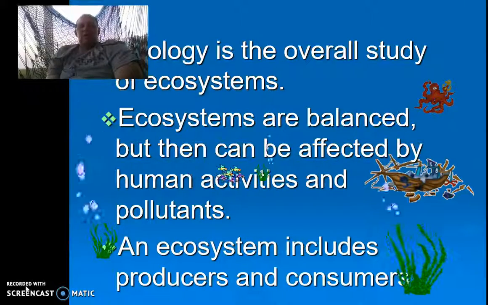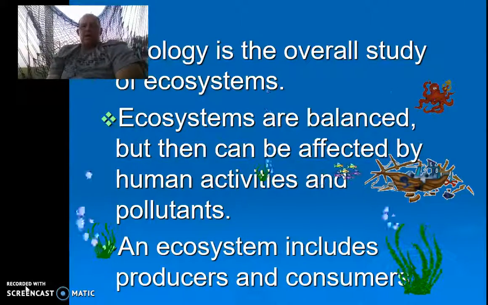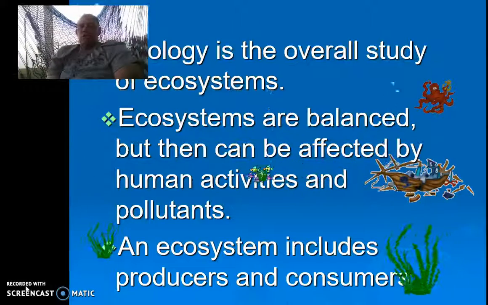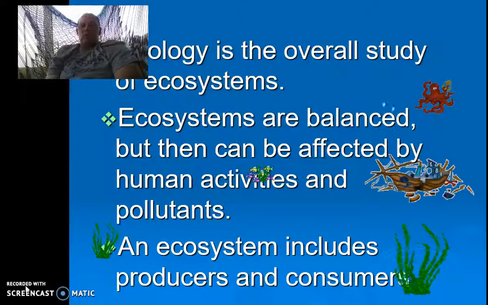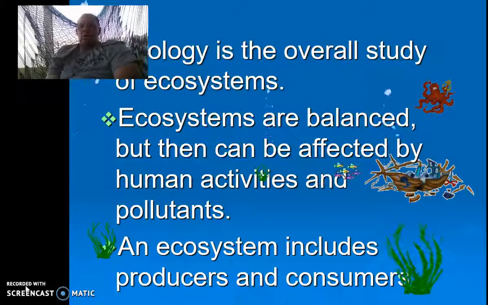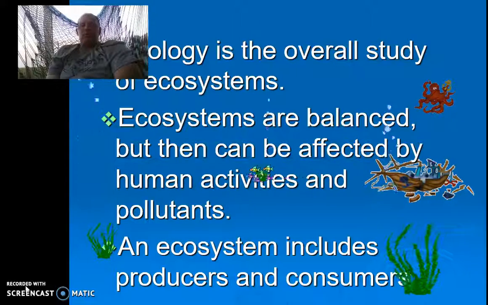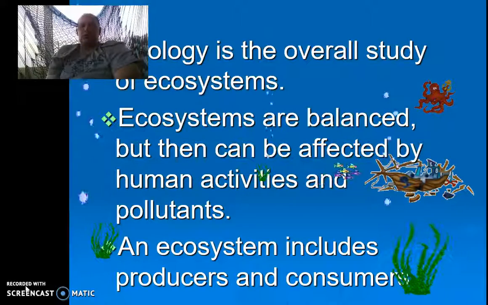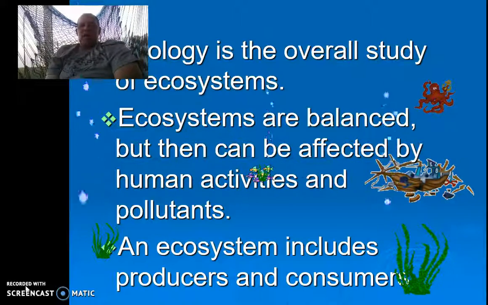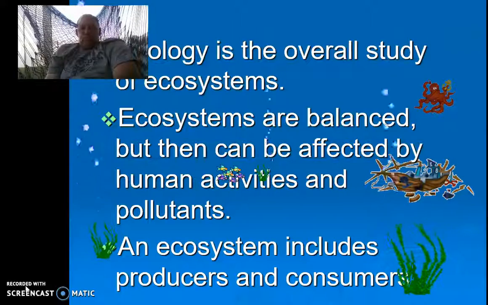Now, an ecosystem includes all producers and consumers. So what's a producer? A producer would be anything that can create its own food. As you think about that, hopefully you are thinking about plants. Plants are able to produce their own food, and as that happens, they are producers.